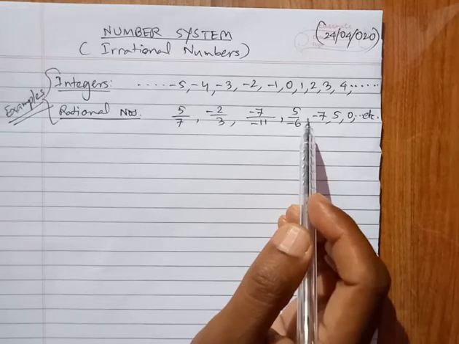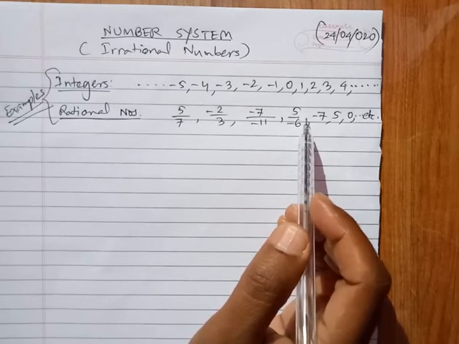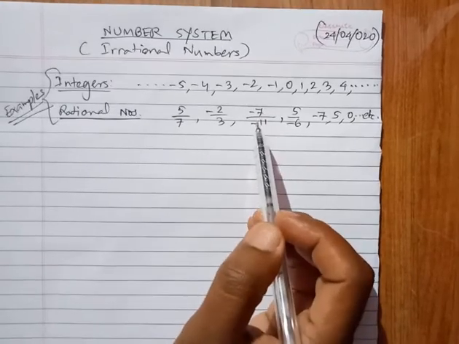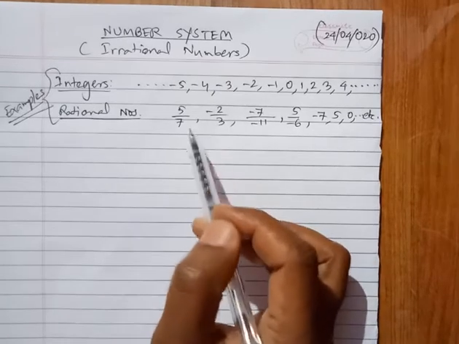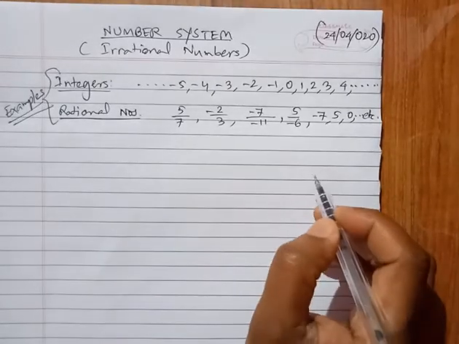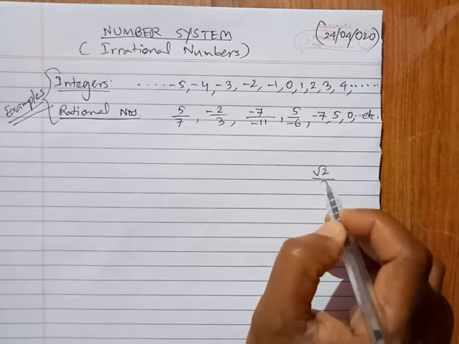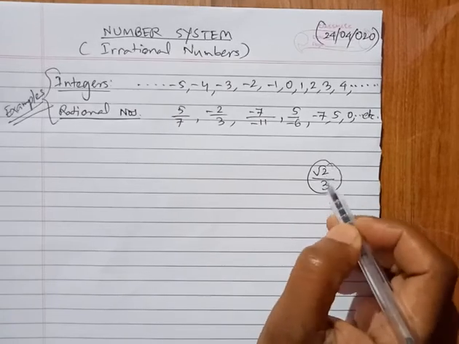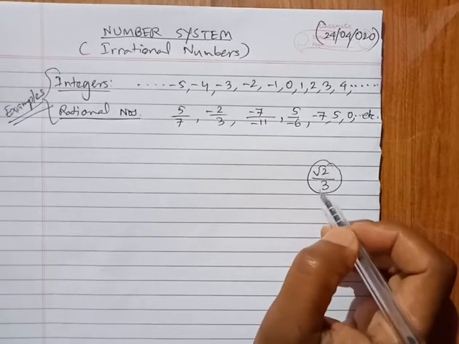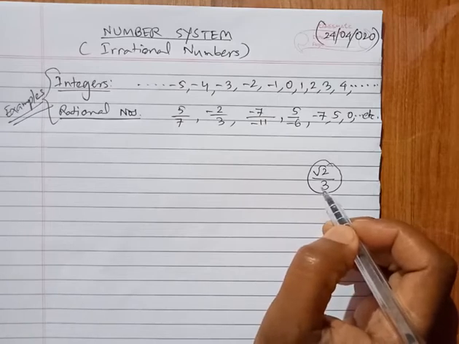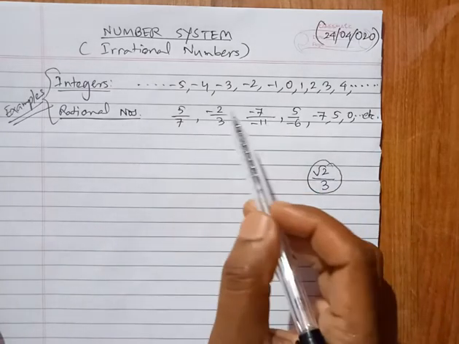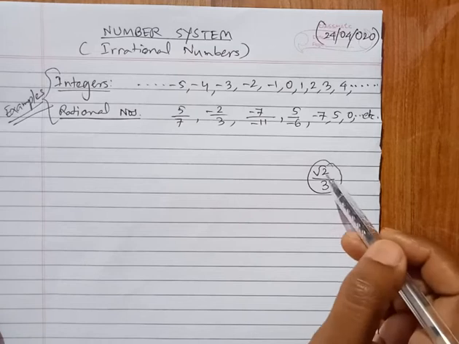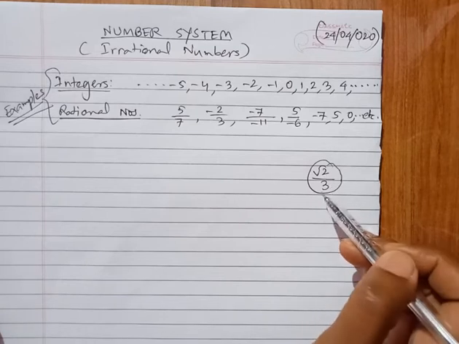Apart from that, the most important property was that the numerator and denominator both should be integers. Then only will it be a rational number. But if I give one example like this, root 2 by 3, see, this is also in the form of numerator by denominator, or a by b, or p by q. But for rational numbers, both numerator and denominator should always be integers.